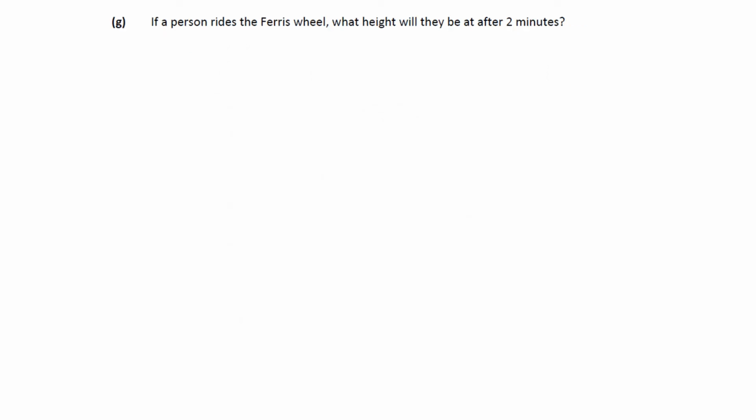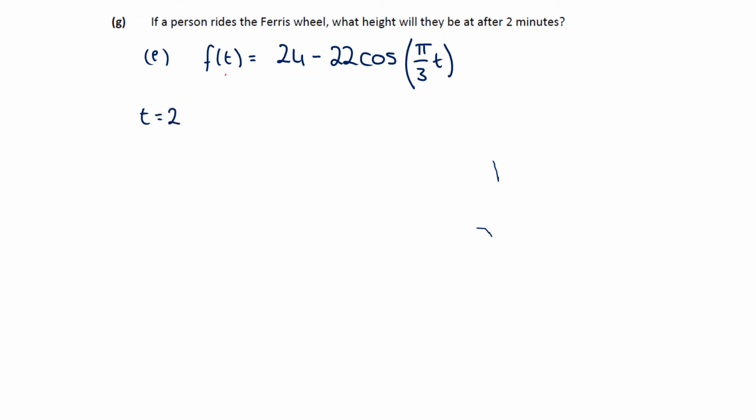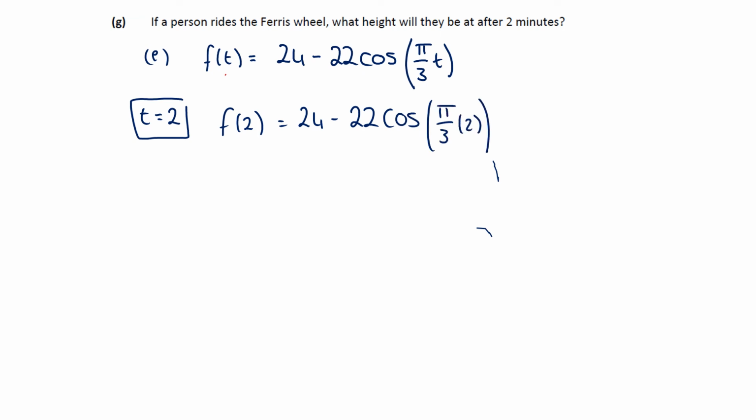So part G, if a person rides the Ferris wheel, what height will they be after 2 minutes? So let's take our function that we worked out in part E. So from part E, we worked out our function f of t is equal to 24 minus 22 cos of pi over 3t. And we are working where t is equal to 2 minutes. So we sub that in. So we're doing f of 2 is 24 minus 22 cos of pi over 3 times 2. And that will give us, when we work it out, 35 meters. That was actually worth 10 marks.